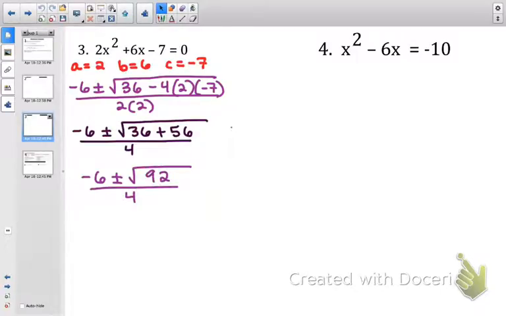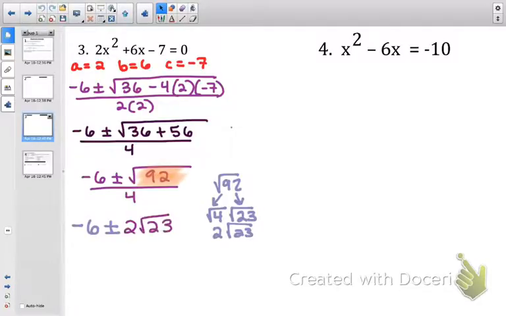Normally, if the square root of 92 could not be simplified, we would leave our answer like this. However, we can simplify the square root of 92. We did this in topic 3. So let's set it up. The square root of 92 can be broken up as the square root of 4 times the square root of 23, and we know the square root of 4 is 2. So we're going to rewrite this as 2 root 23, put that back in, and it's still all over 4.